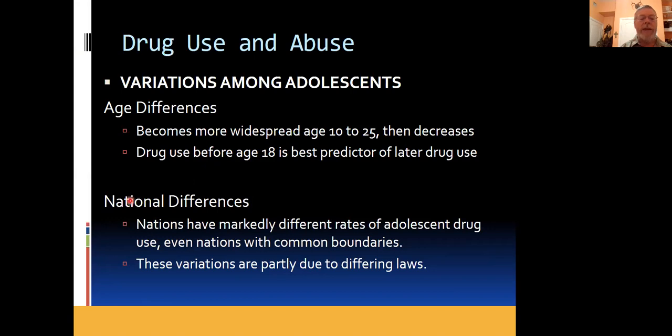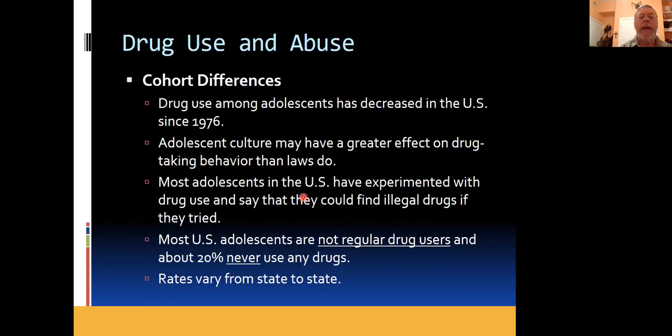We have many national differences in drug use patterns, even in nations that are right next to one another, which may have to do with differing laws and so forth. Then there are differences in terms of cohorts. Adolescent drug use has decreased in the U.S. since 1976. By the way, I graduated from high school in 1975, when actually the rates of drug use amongst adolescents were the highest.